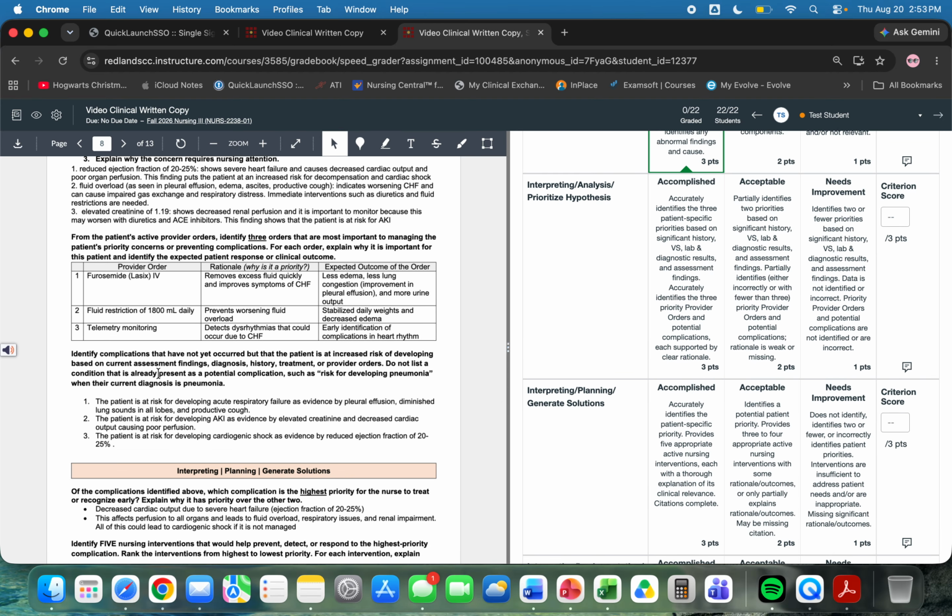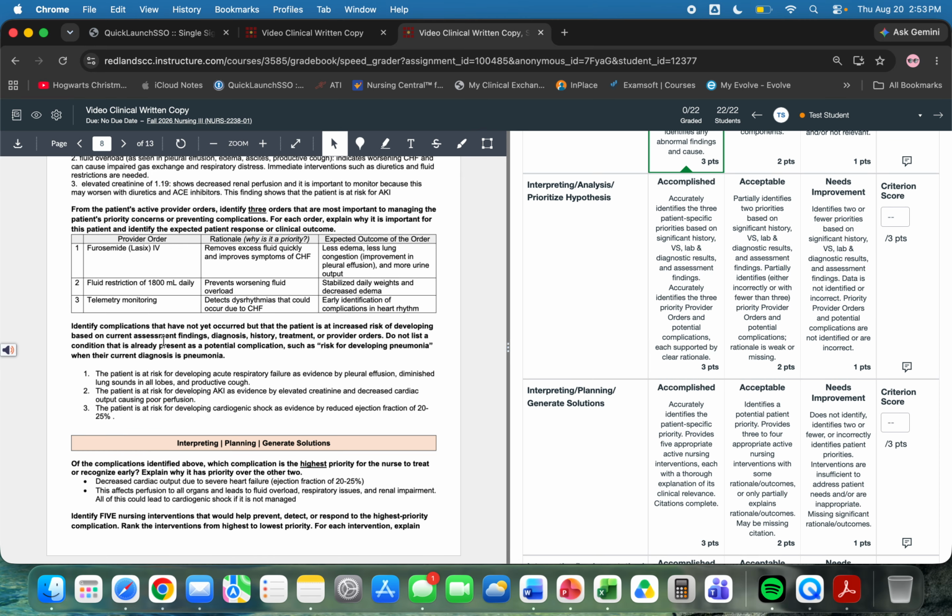And the last thing it asks in this section is to identify complications that have not yet occurred, but that the patient is at risk of developing based on their current assessment findings. So it looks like she's put down here the patient's at risk for developing acute respiratory failure, as evidenced by their pleural effusion, diminished lung sounds, productive cough.